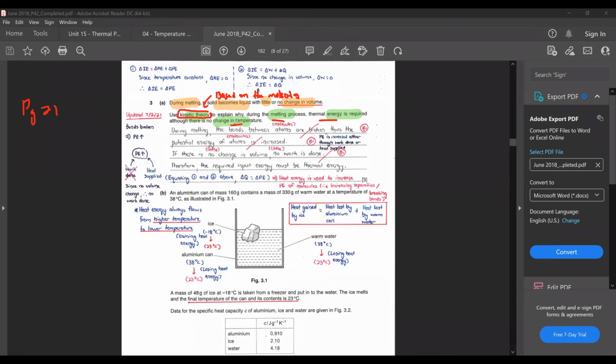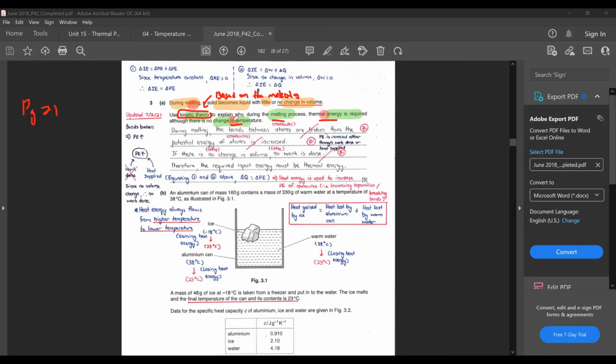You can actually explain this in two different ways. The marking scheme has one way to explain it, but there's also another way, based on what you've done so far. I'll go through the one that's not in the marking scheme first, the one that is more towards what you've done so far. How do I explain that when I melt something, I only need heat energy, but the heat energy won't cause any change in temperature?